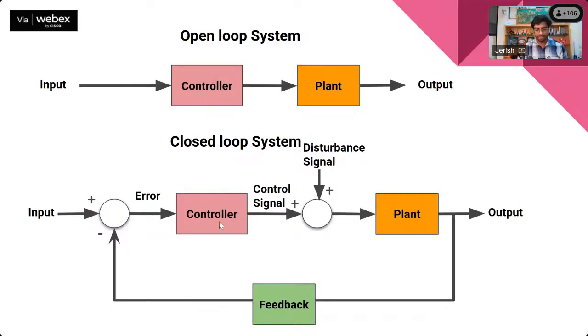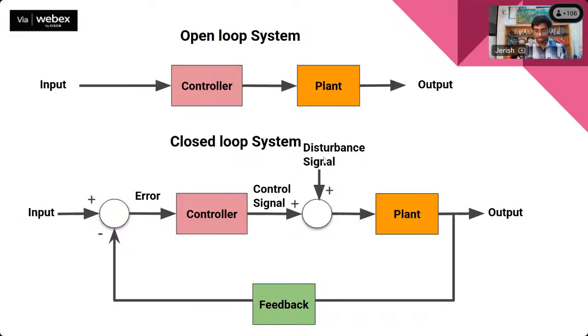This controller we will be learning about in depth in the next session, so I'm not going to say much about it. What the controller does is make a decision based on the error it receives, the difference between the input and the output, and it feeds it to the plant.